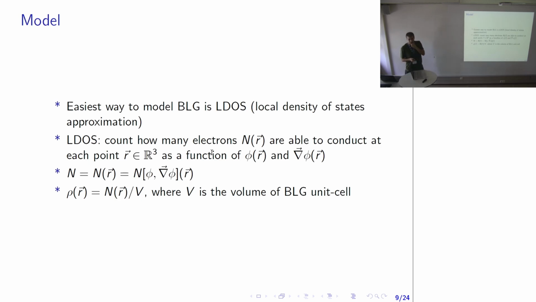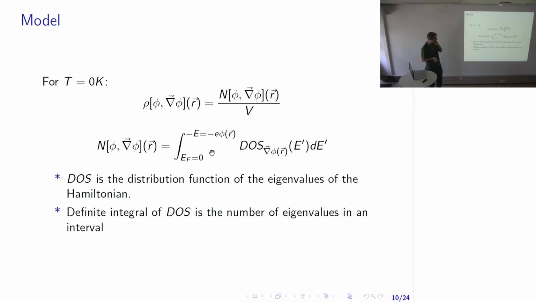So I don't really have time to get to the nitty-gritty details of the model. But essentially, we are just counting the number of electrons which are able to conduct. There is a precise definition of this. So we are just claiming the number of electrons is also a function of phi and gradient phi.